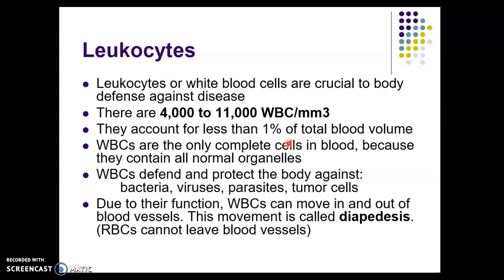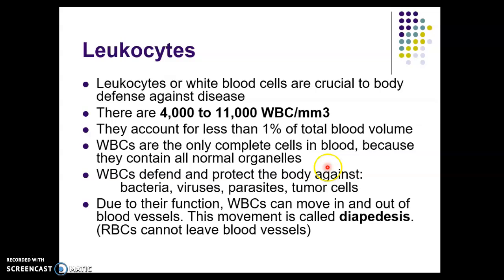Leukocytes are white blood cells. We have about 4,000 to 11,000 white blood cells per cubic millimeter of blood. It's less than 1% of our total blood volume, and their job is to fight off infection. Infectious diseases, cancer cells, tumor cells, all sorts of things.